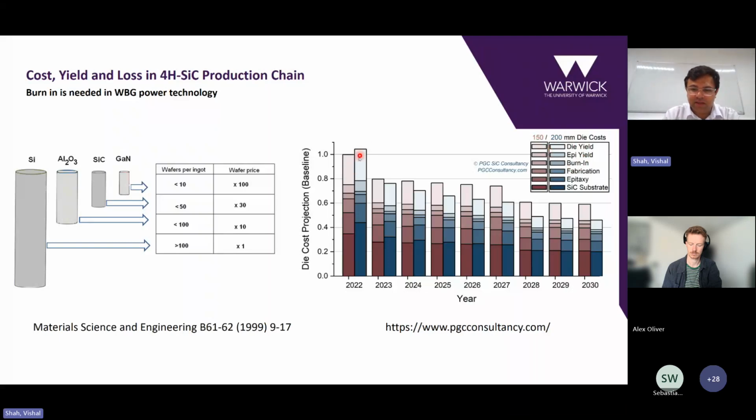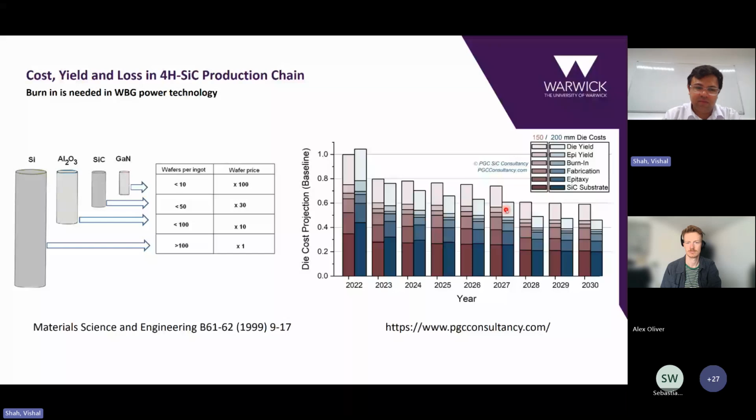But what you can see is that those top 3 segments, whether it's for 150 millimeter wafers or 200 millimeter wafers, could account for anywhere from 20% to 30% of the overall device cost, borne just by the yield loss down the production chain.